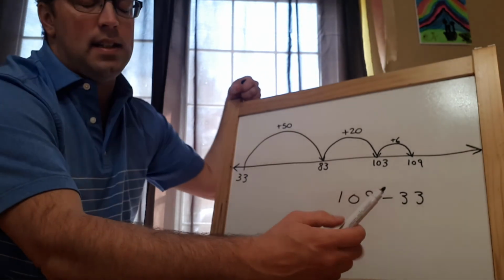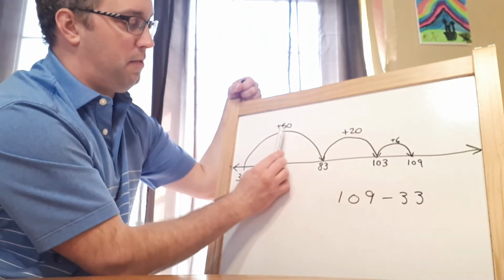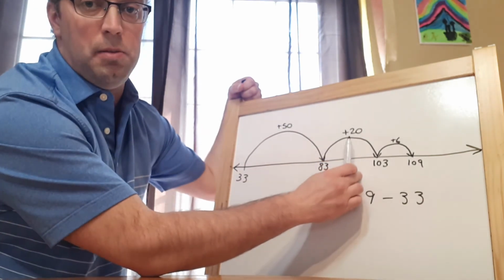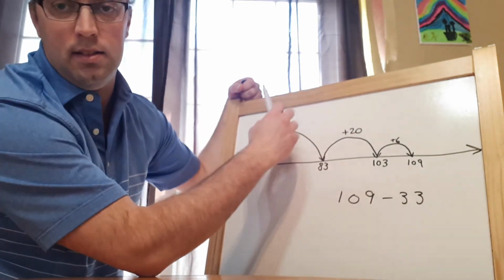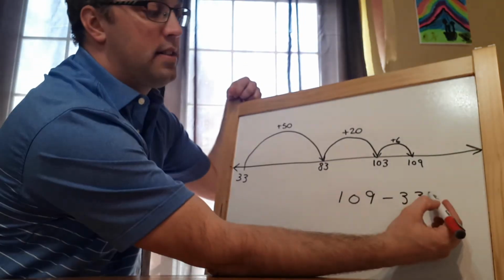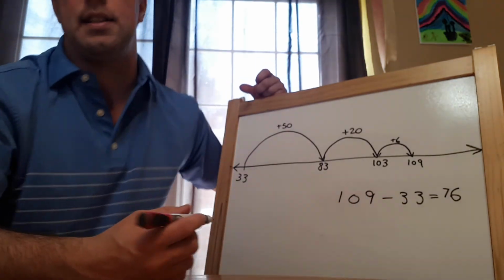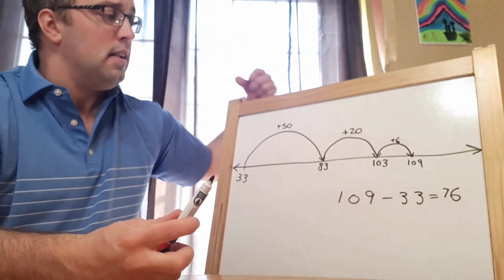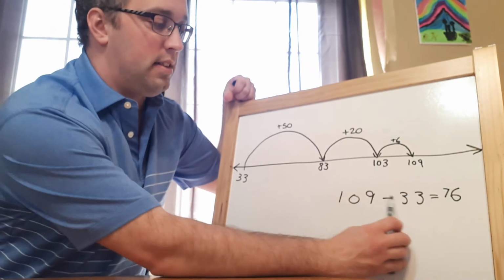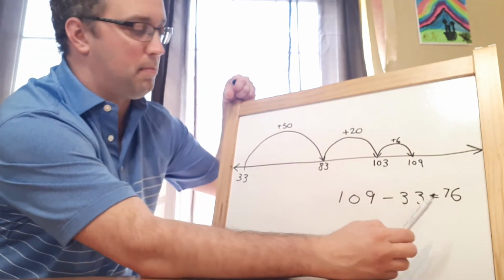So now to find the answer though, we have to add our jumps. So 50 plus 20 would be 70, and plus 6 more, and that would be 76. I took a pause there just to give you a little chance to answer it before I did. So 109 subtract 33 equals 76.